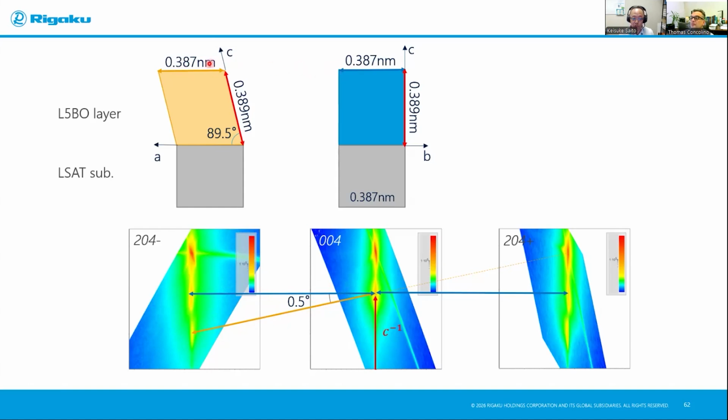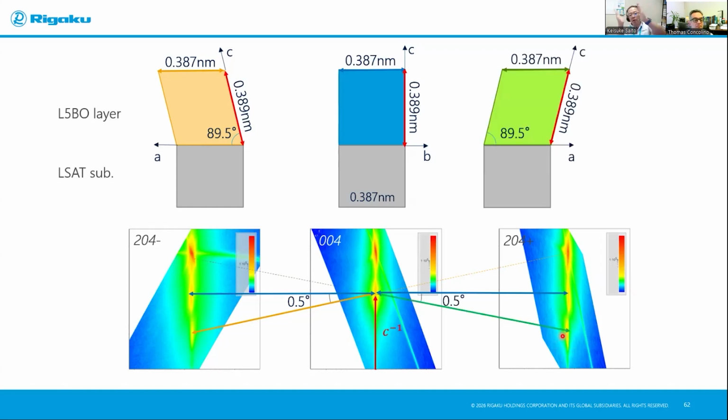But this domain of the crystal should show the other spot in the opposite direction, which is positive 204 plus. But just by coincidence, this spot is overlapped with the substrate. That's why it looked like 2 peaks, but in theory this is 3 peaks along the QZ direction. I confirmed that with a different HKL condition. How about this spot here, 204 plus? So this is a 180 degree rotated domain, which is green, and the lattice parameter is exactly the same as the orange.